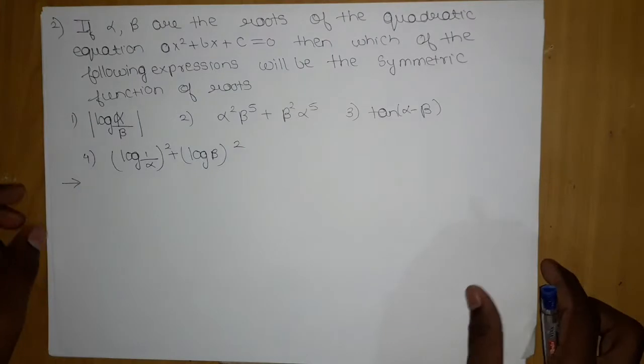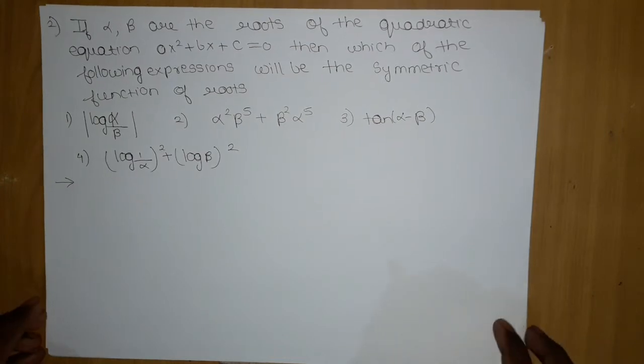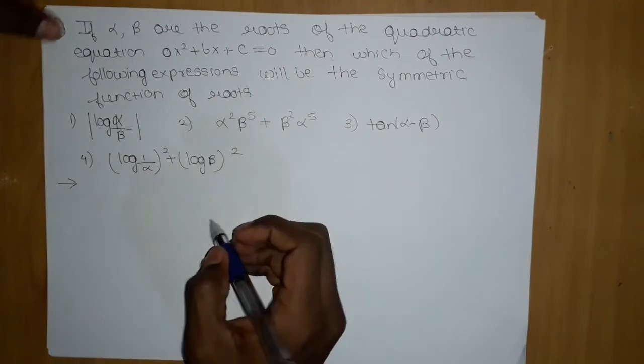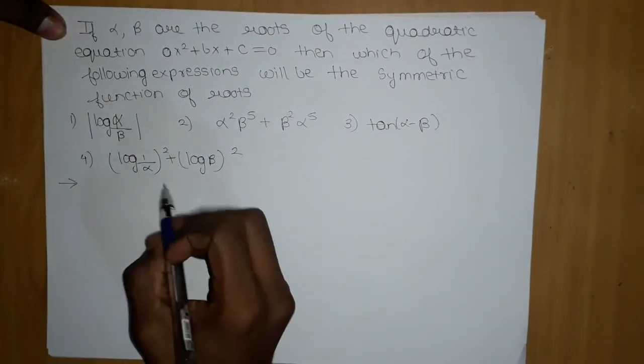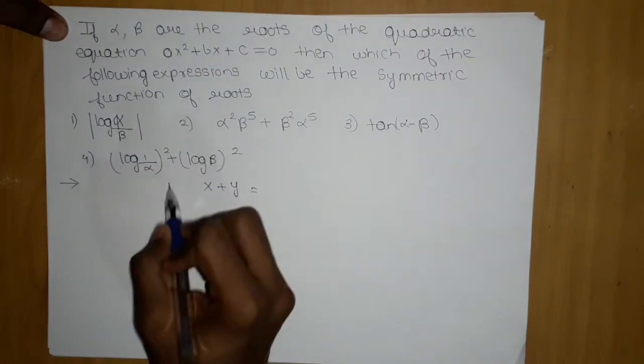The question number 2 is this, which says as follows: if alpha, beta are the roots of the quadratic equation ax square plus bx plus c equal to 0, then which of the following expressions will be a symmetric function of roots? Now forget about the question, just think what is a symmetric function. Just listen to what I'm telling. A symmetric function is nothing but, if I have x plus y, some function, I will say it f of x.